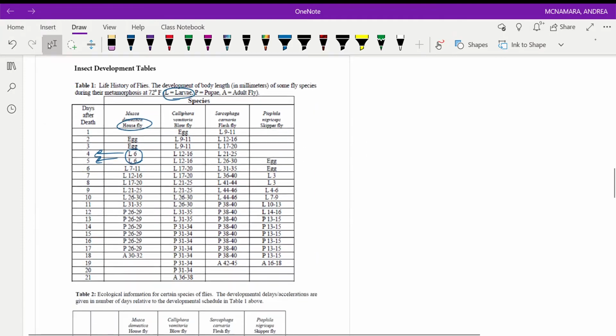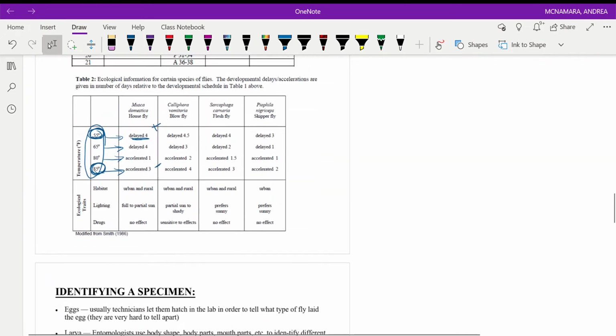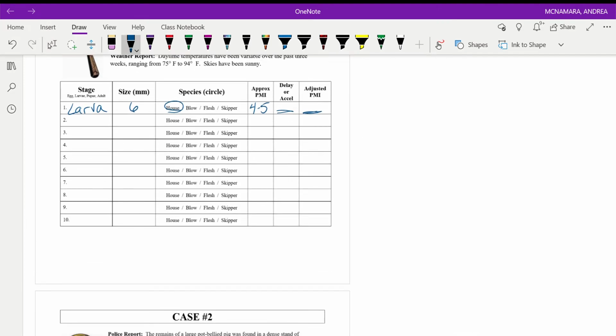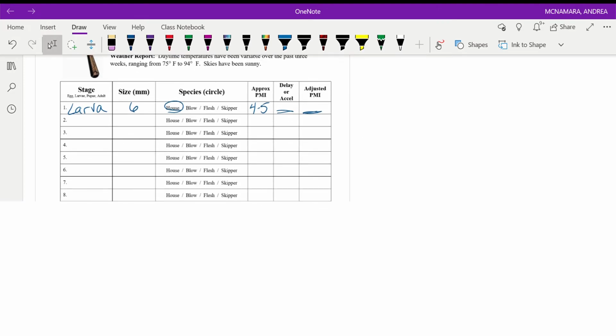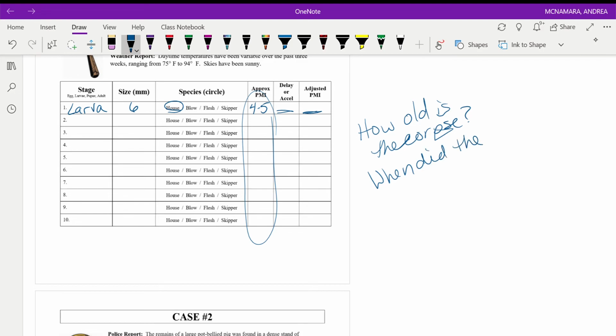So you're going to measure all of the larvae that you have for case 1. Again, be precise in your measurements because some of them differ by only 1 millimeter. Once you have your data table all filled in for case 1, with all of your larvae and your approximate PMI, you should be able to determine, when you look at all of these together, how old is the corpse? When did the body die? How long ago has it been since the body died?